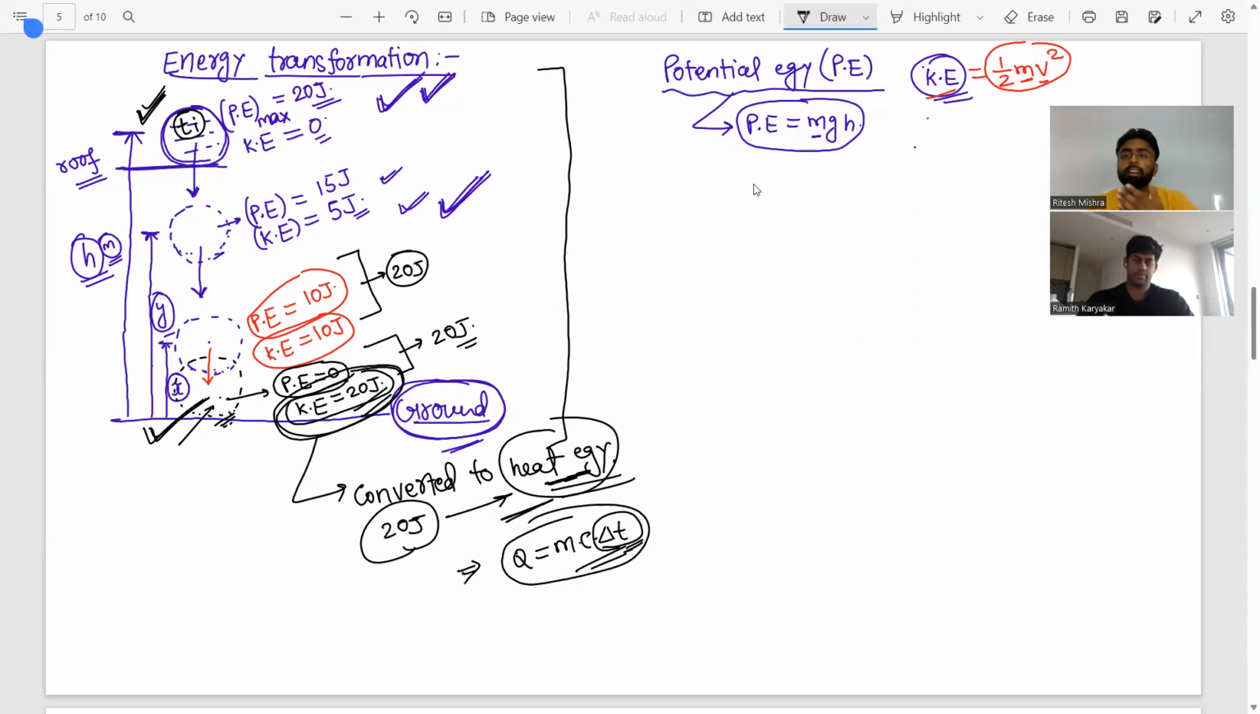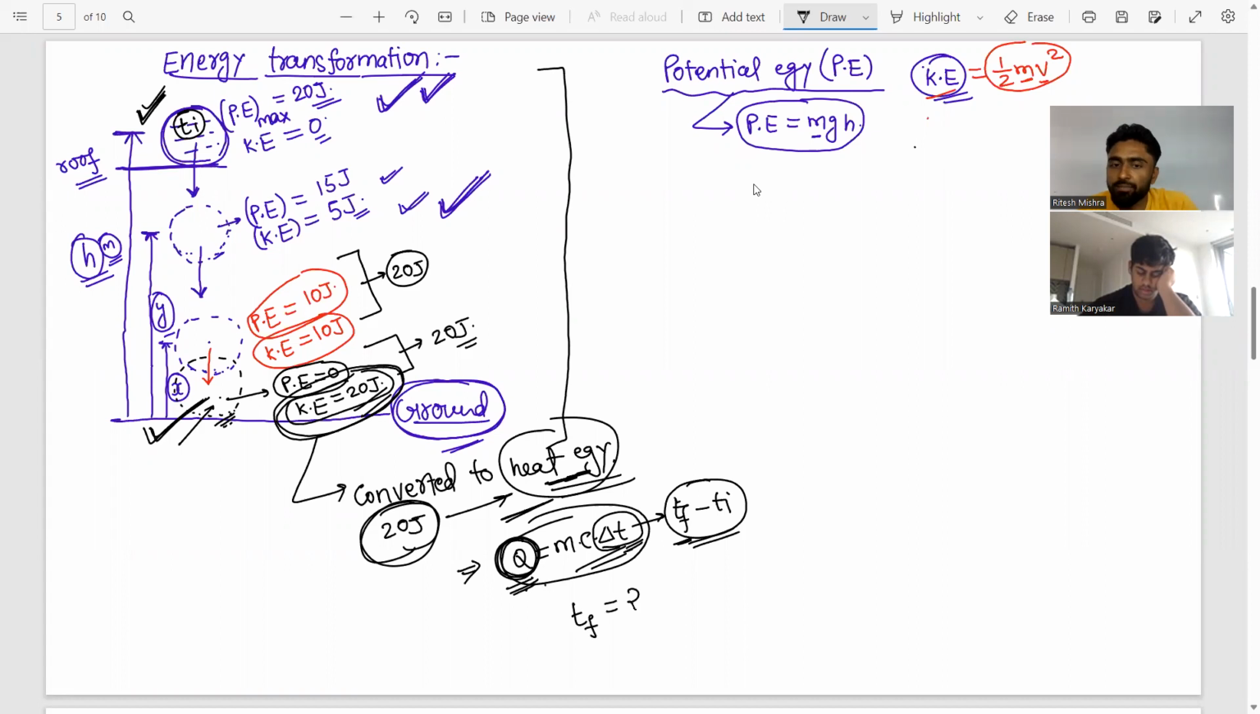Delta T means final temperature minus initial temperature, the change in temperature. From here, we can easily calculate the final temperature. How? This 20 joule is your Q. So putting the value of Q here, we can easily calculate Tf, the final temperature of the substance. So this is your energy transformation. So energy transformation is also involved in thermodynamics.